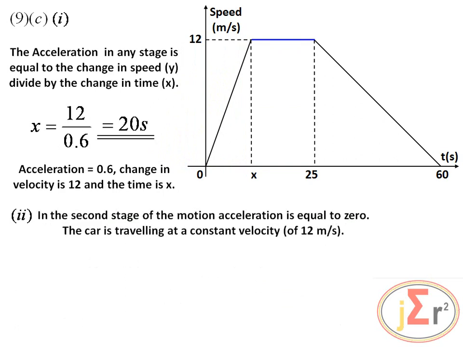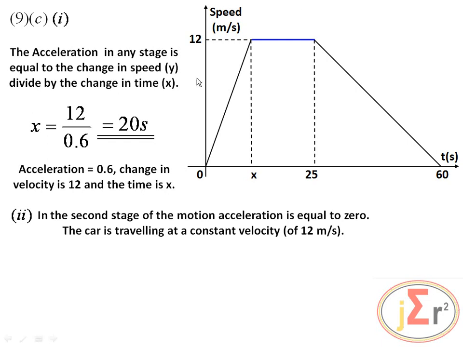We need to determine the acceleration in the second stage of the motion. In the second stage of the motion, acceleration is equal to 0. The car is traveling at a constant velocity of 12 meters per second. Notice that all the time we have it outlined in Richard James Mathematics Resources that a horizontal line is a region in which velocity is constant, acceleration is equal to 0.